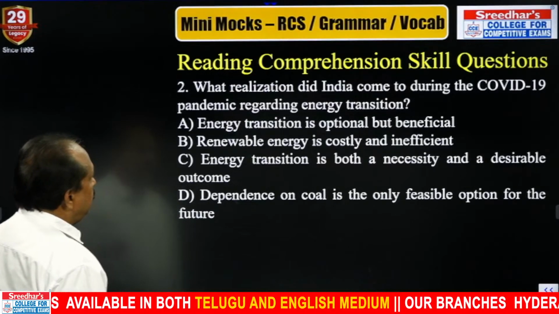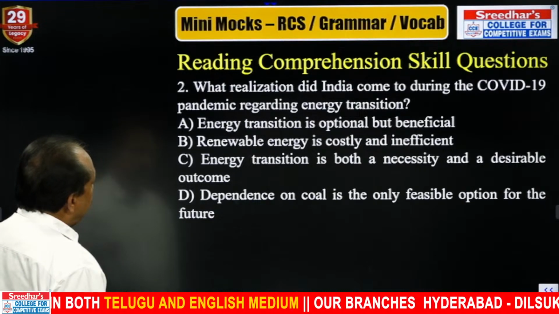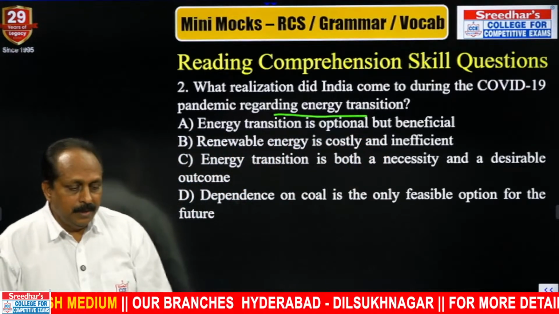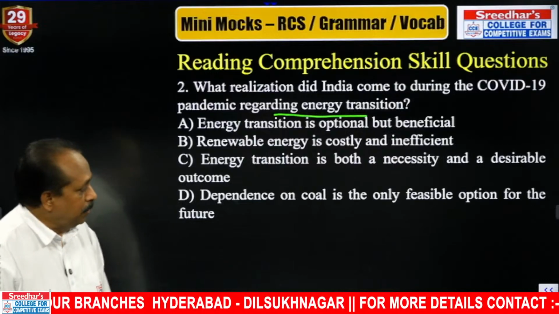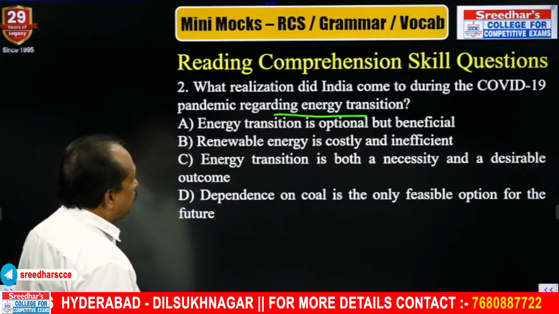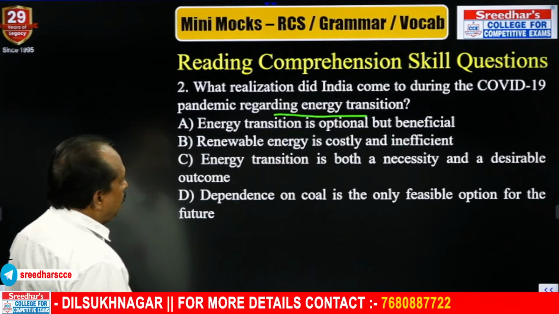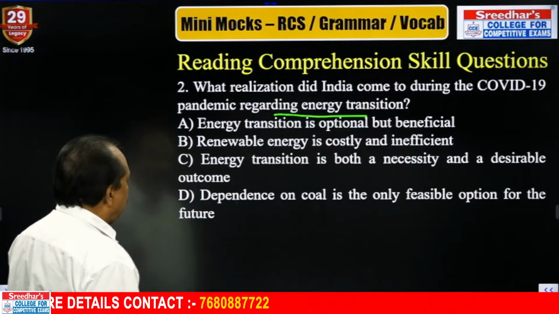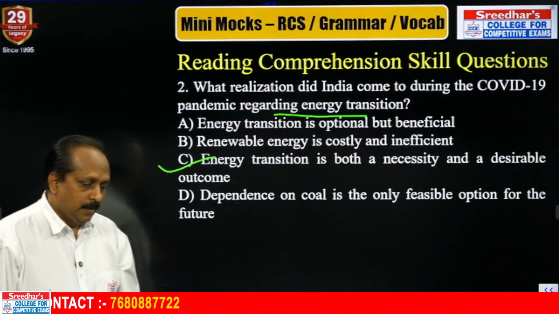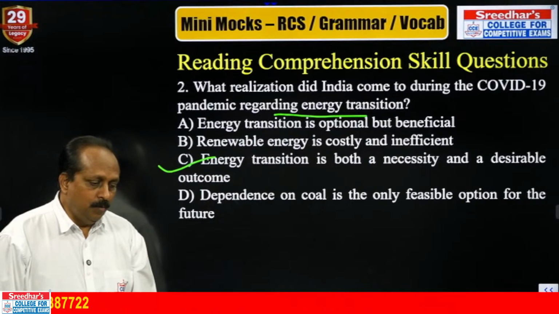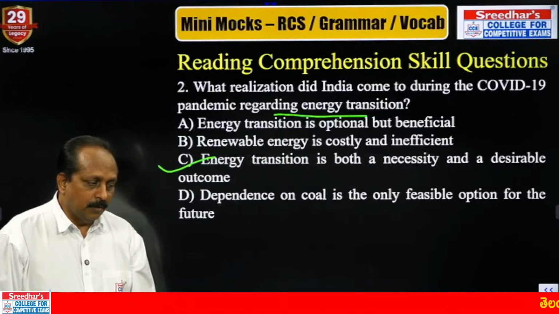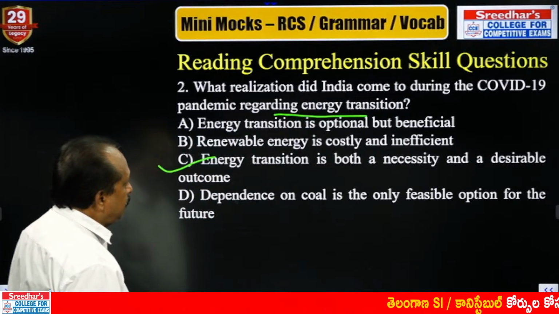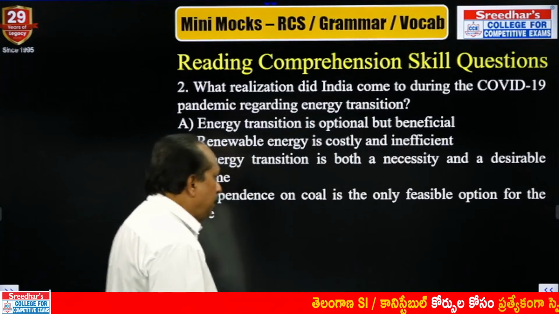What realization did India come to during the COVID-19 pandemic regarding energy transition? During the COVID pandemic, they realized something. What is it? Energy transition is optional but beneficial. Renewable energy is costly and inefficient. Energy transition is both a necessity and a desirable outcome. Fallow means dry, one of the meanings. Energy transition is both a necessity and a desirable outcome, clearly mentioned in the editorial.